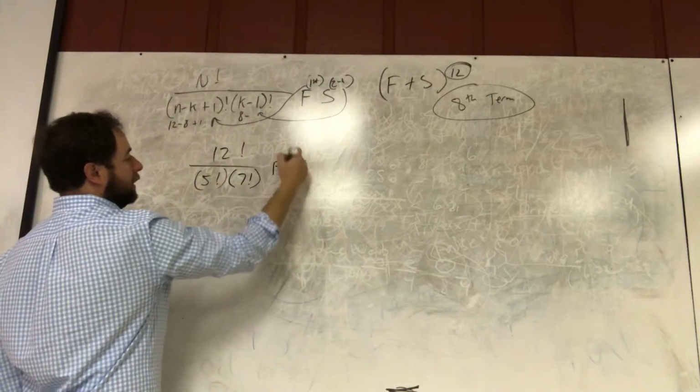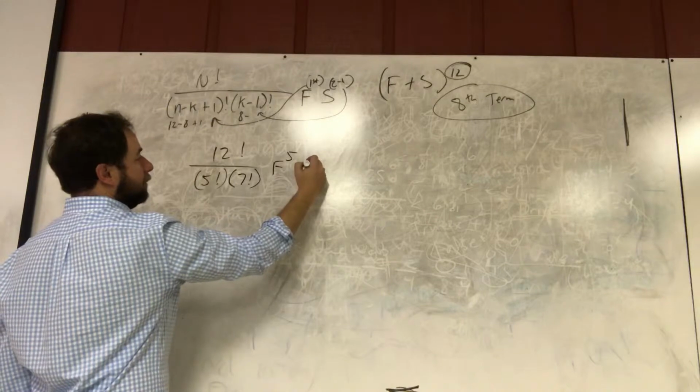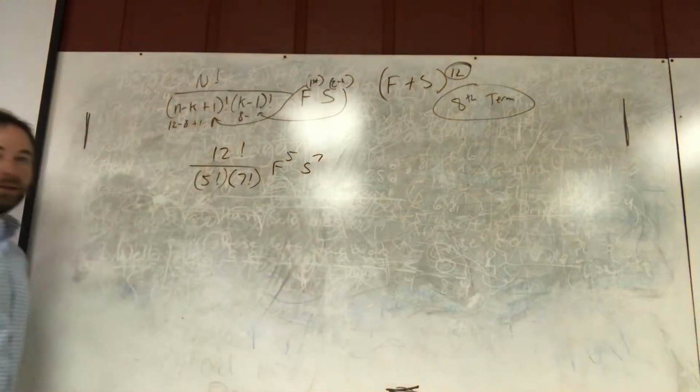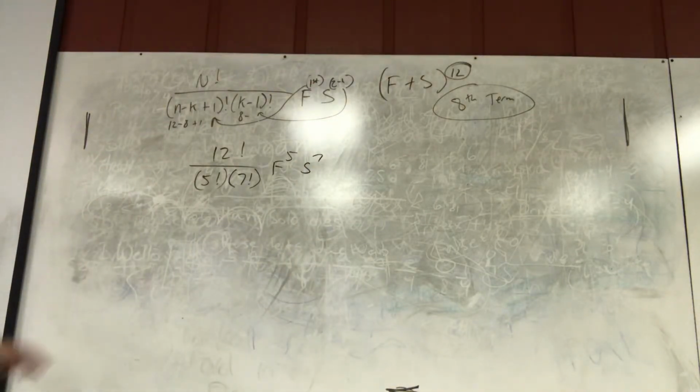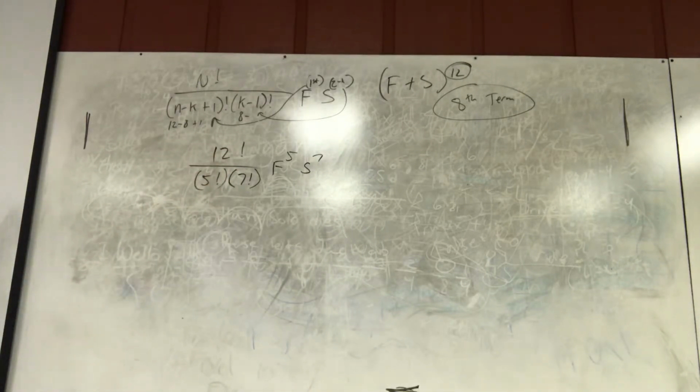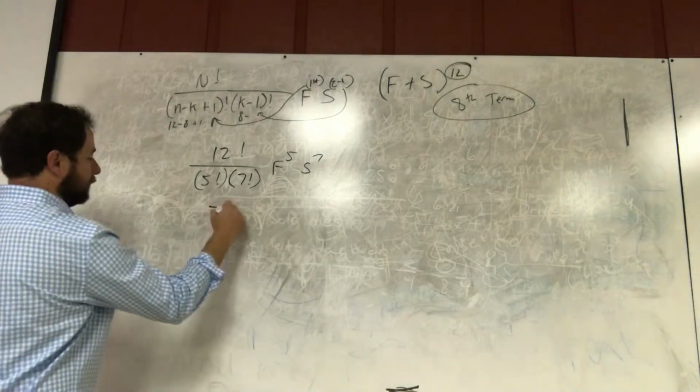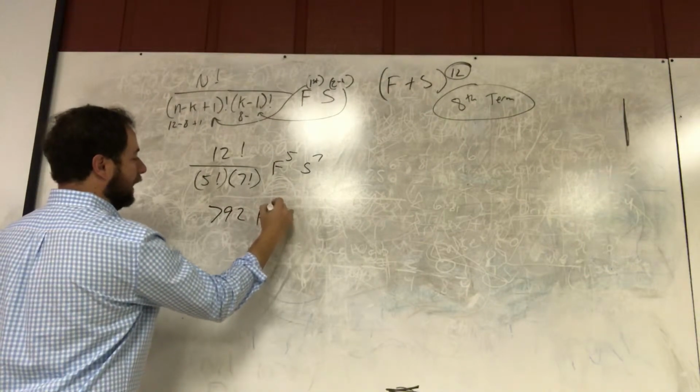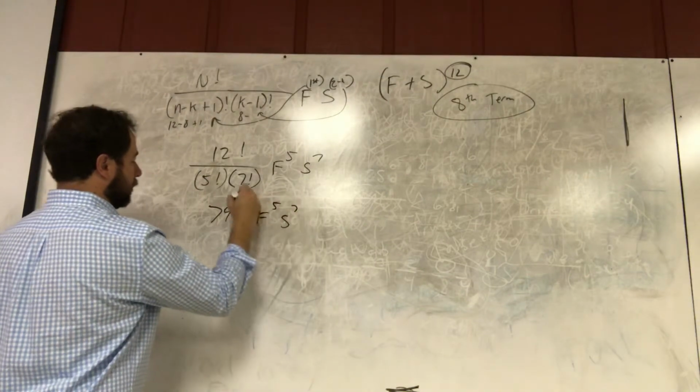So that means the exponent for this is going to be 5, and the exponent for this is going to be 7. The only thing you have to do now is the math of 12 factorial divided by 5 factorial times 7 factorial, which ends up being, in your calculator, 792. So we get 792 f to the 5th, and then the second number will be to the 7th power.